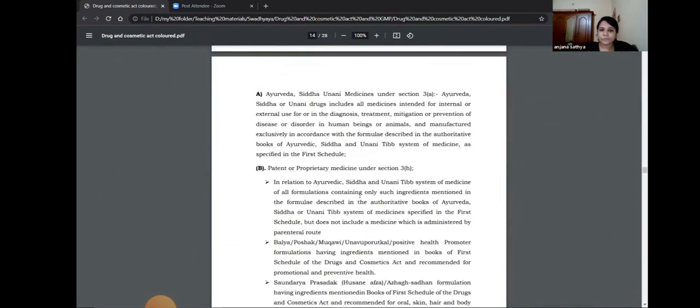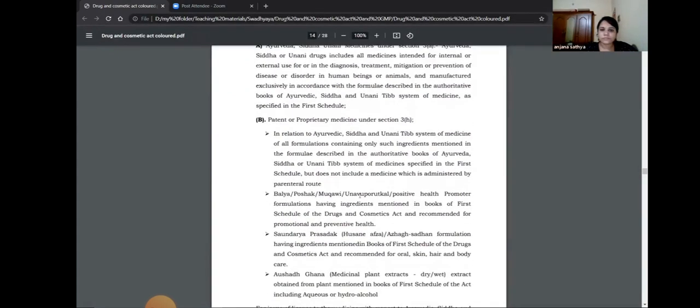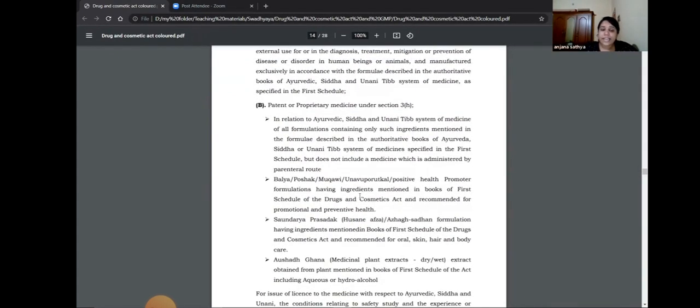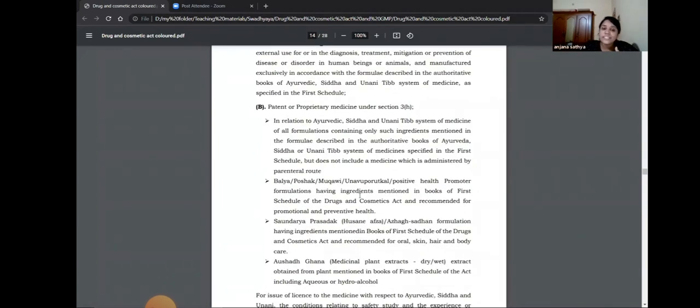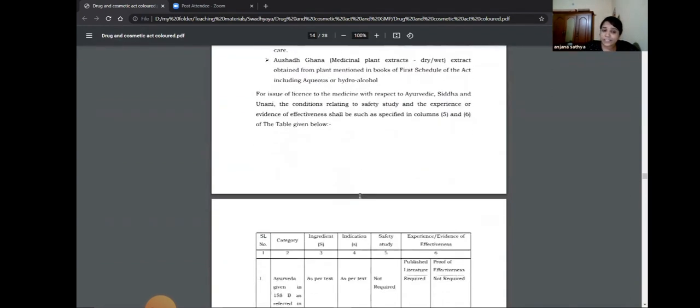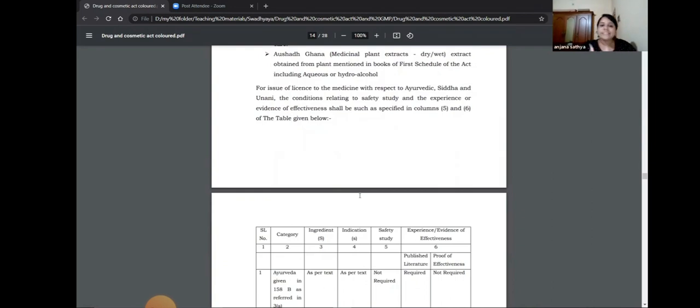and the second set is the regulations or provisions related to patent or proprietary medicines under Section 3H. Section 3H of the Act deals with the patent and proprietary medicines of Ayurveda, Siddha and Unani. As far as that is concerned, there are certain conditions for issuing a license to Ayurveda, Siddha, Unani patent and proprietary medicines, related to safety study and efficacy study.